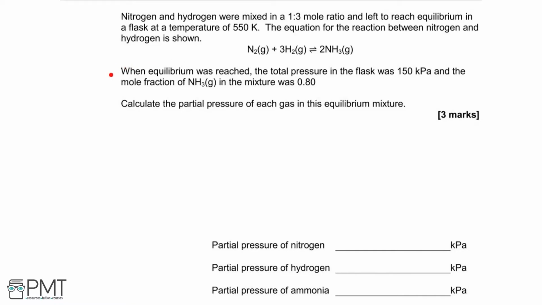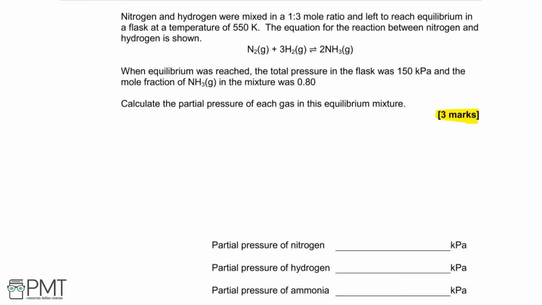When equilibrium was reached, the total pressure in the flask was 150 kilopascals and the mole fraction of ammonia in the mixture was 0.8. Calculate the partial pressures of each gas in this equilibrium mixture. So we can see that this question is worth 3 marks, and we have 3 partial pressures to calculate. So we're going to have 1 mark per partial pressure that we calculate.